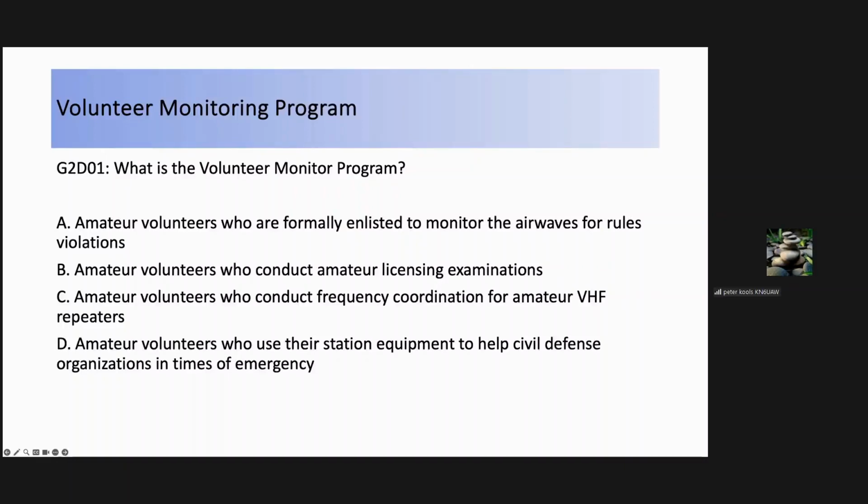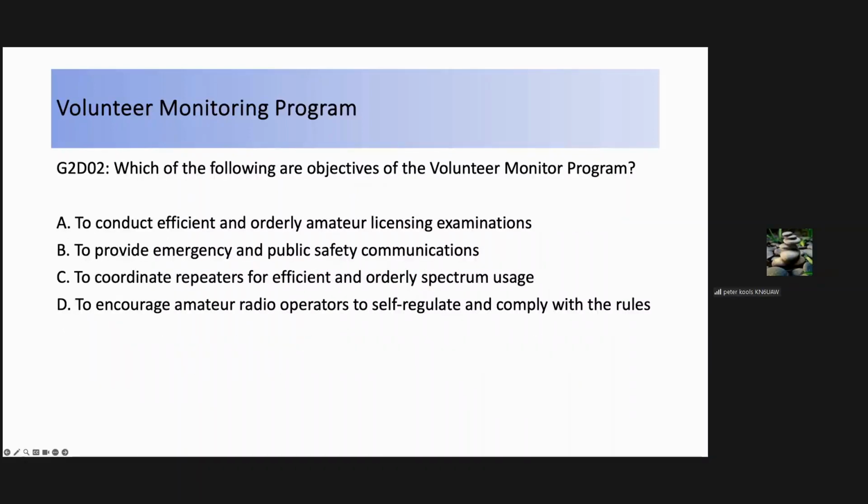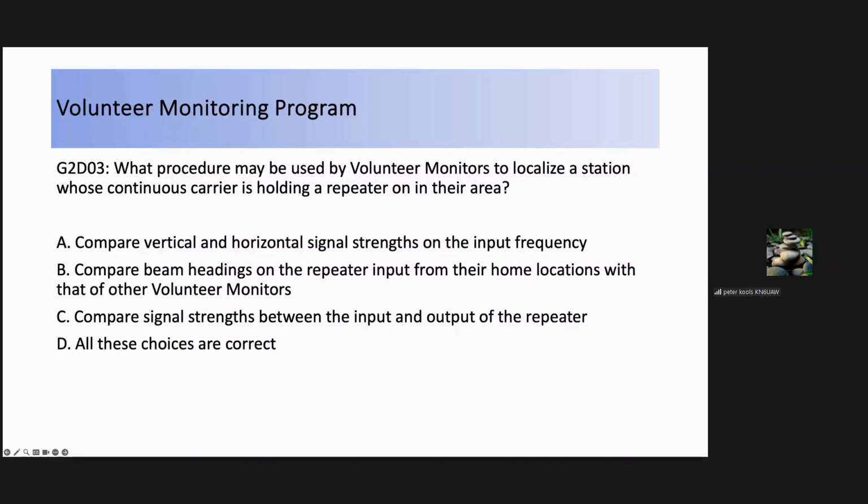So questions: what is a volunteer monitor program? Amateur volunteers who are formally enlisted to monitor the airwaves for rules violations. Which of the following are objectives of the volunteer monitor program? To encourage operators to self-regulate and comply with the rules. What procedures may be used by volunteer monitors to localize a station whose continuous carrier is holding a repeater on in their area? Do a little fox hunt, compare beam headings on the repeater input from their home locations with that of other volunteer monitors.